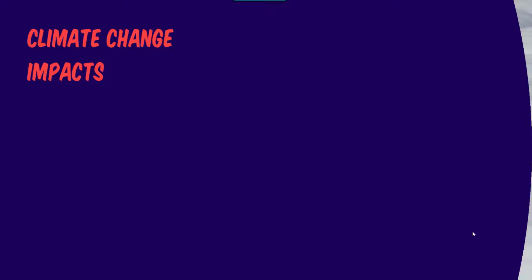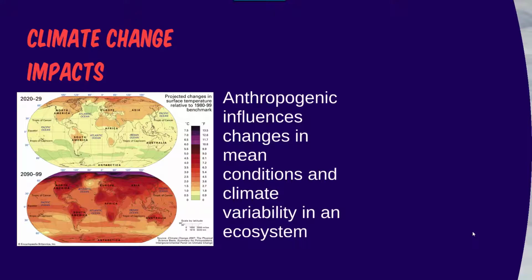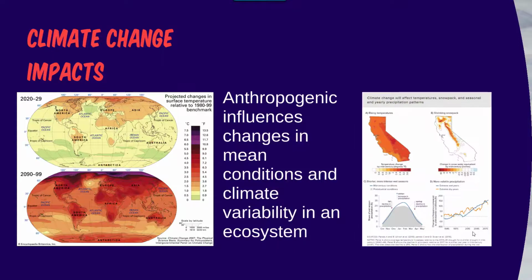Finally, climate change impacts are important to understand. Anthropogenic activities can influence and change the mean conditions and climate variability within an ecosystem, which can in turn have a big effect on the selection of the habitat for a species.